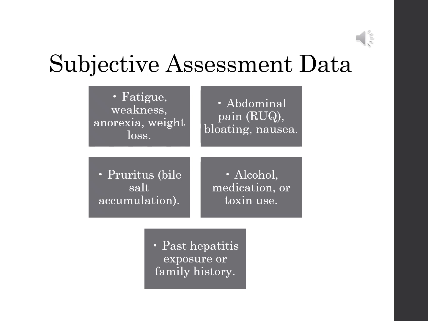A lot of our patients with liver failure are going to come in complaining of weakness and fatigue. They may have unexplained weight loss or anorexia. They're definitely going to have abdominal pain, especially in that right upper quadrant, and may have signs of bloating, so a little bit of that distended abdomen. They may have nausea or vomiting as well. Due to the bile salt accumulation of the liver when it fails, they may also have pruritus, which is usually itching on their abdomen. And a lot of liver failure patients will have that distended ascites abdomen, and they'll have itching all over their abdomen.